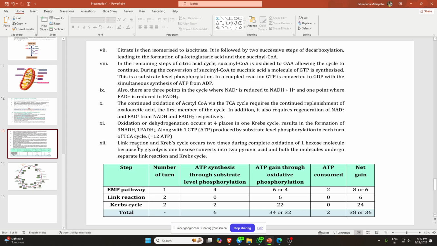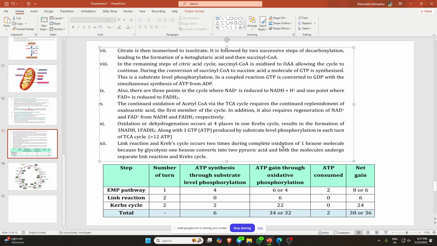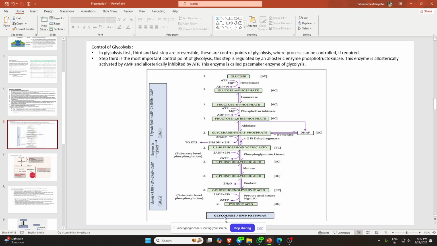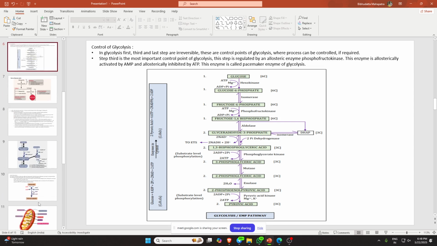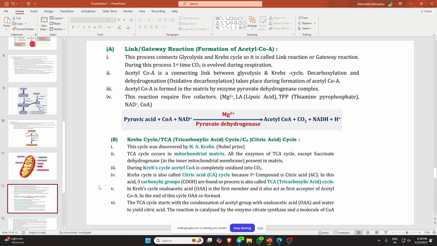Link reaction and Krebs cycle occur 2 times during the complete oxidation of one hexose molecule. In glycolysis, 2 pyruvic acid are forming. So one pyruvic acid cycle we have seen now. To complete oxidation of one glucose, there will be 2 cycles of Krebs, with pyruvic acid going in the presence of oxygen. So 1 cycle forms 12 ATP; in 2 cycles, how many are forming? 24 ATP. Yes or no?